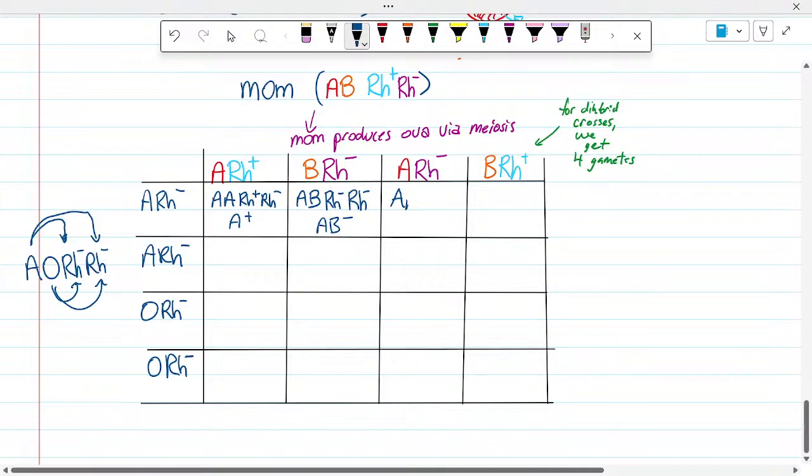A pairs up with A, and Rh negative pairs up with Rh negative, and this will be A negative. And what about here? We'll get A with B, and we get the Rh positive and the Rh negative. What type will this be? AB positive. Okay, this will be the same as above, right?